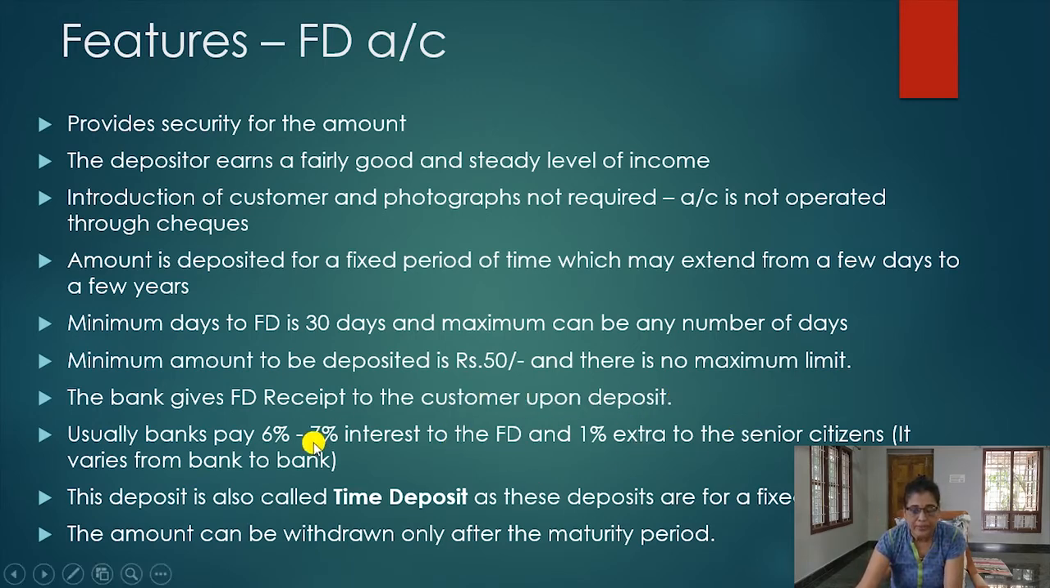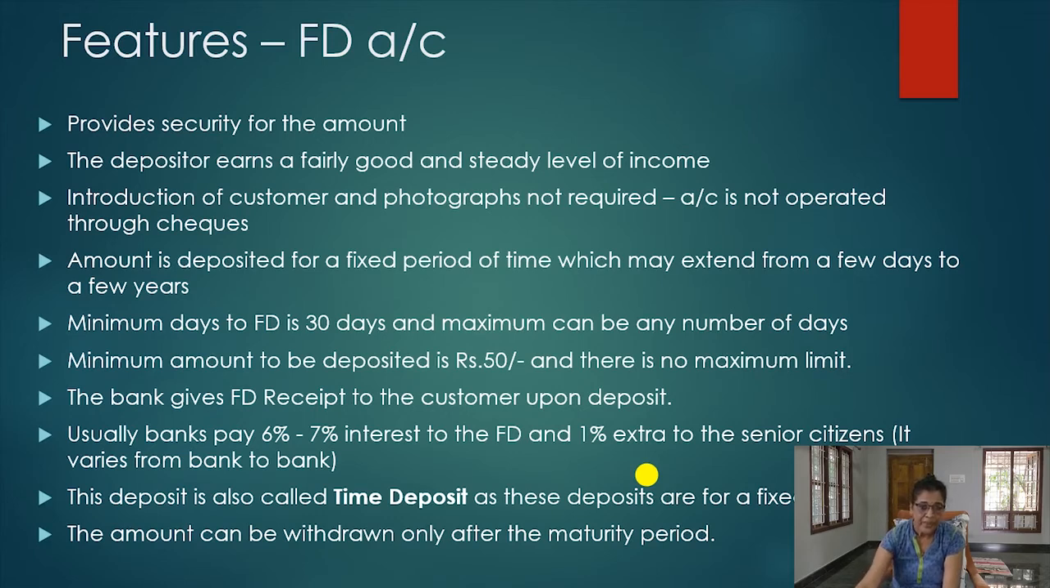Usually banks pay 6 to 7% interest on the FD and 1% extra to senior citizens. Now, because all the interest rates are slashed, 6 to 7% interest will be given by the banker for the FD, that is fixed deposit. So 1% extra will be given to senior citizens. Who are senior citizens? Those who are 60 years old and above. So 1% extra for them. If the bank gives 6% interest for FD, for senior citizens they are giving 7%. If the bank is providing you 7% interest, for senior citizens it is 8%.